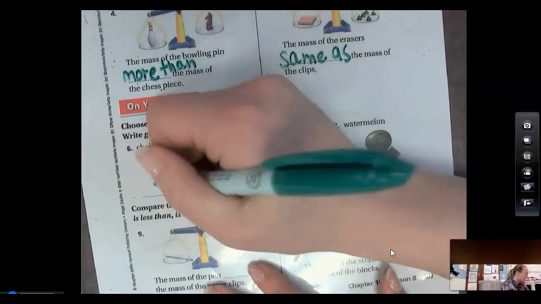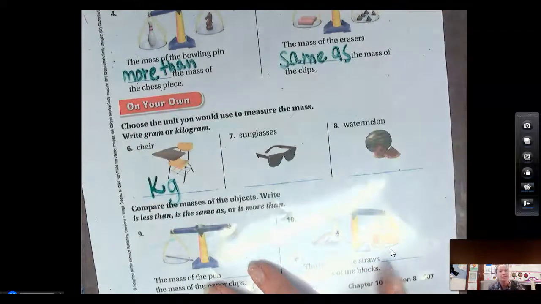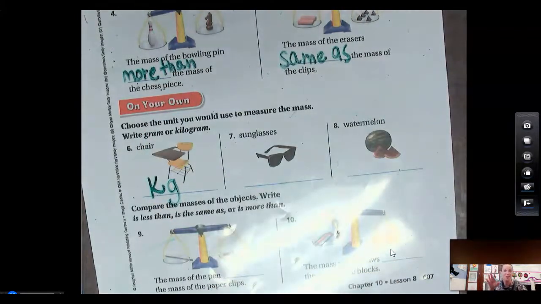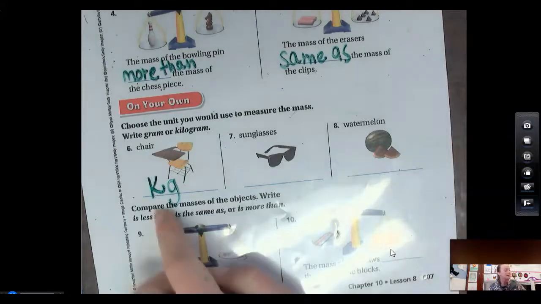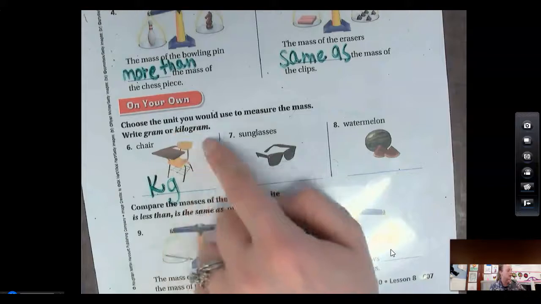Or I lied. Sorry, kiddos. I'm tired today. It is kilograms. I hope you didn't write just grams. Let's fix that. It is kilograms because the desk is heavy, so therefore it is kilograms.